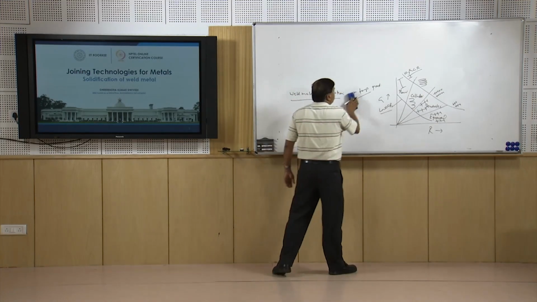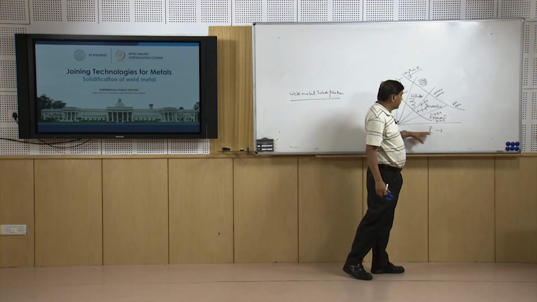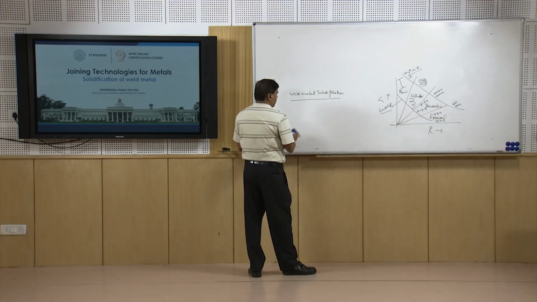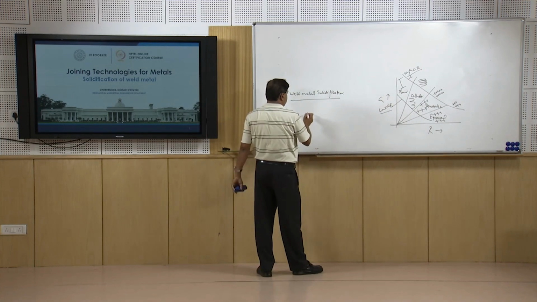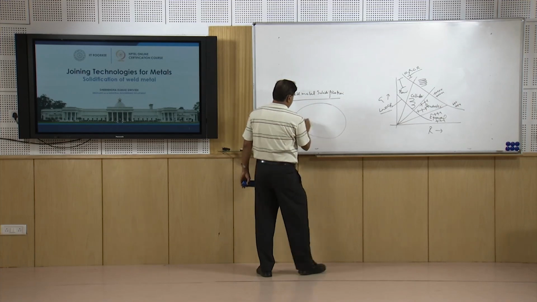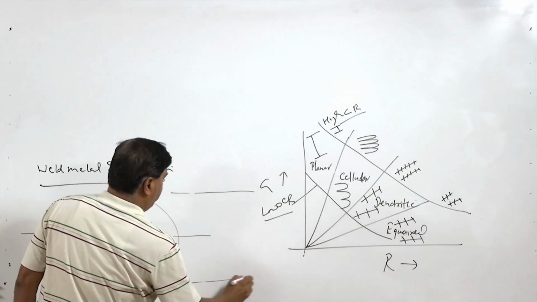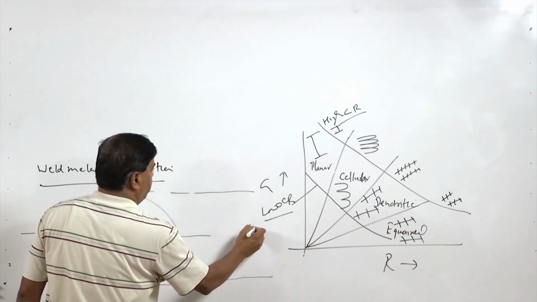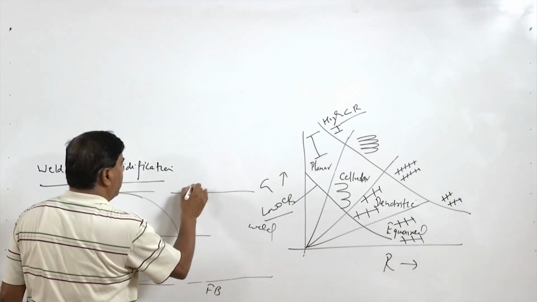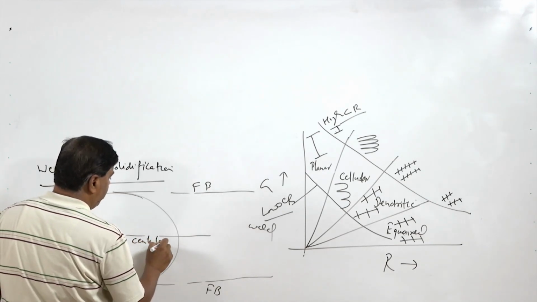This diagram shows how the actual temperature gradient and the growth rate affect the grain structure of the weld metal. If we see any grain structure, take the typical weld pool like this. Here this is the fusion boundary, this is the weld portion, right. This is the fusion boundary, and this is the center line of the weld.